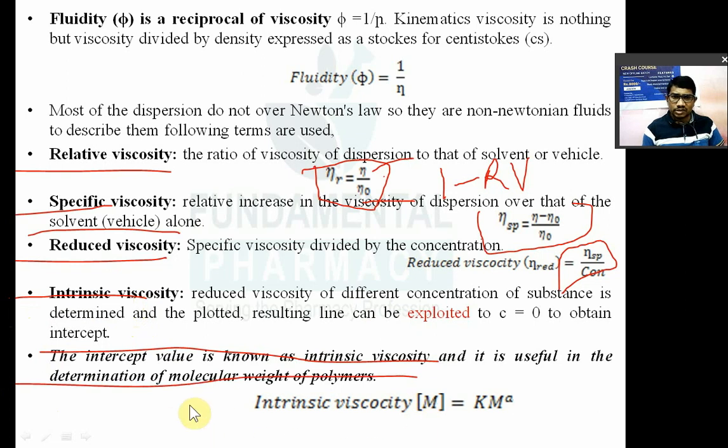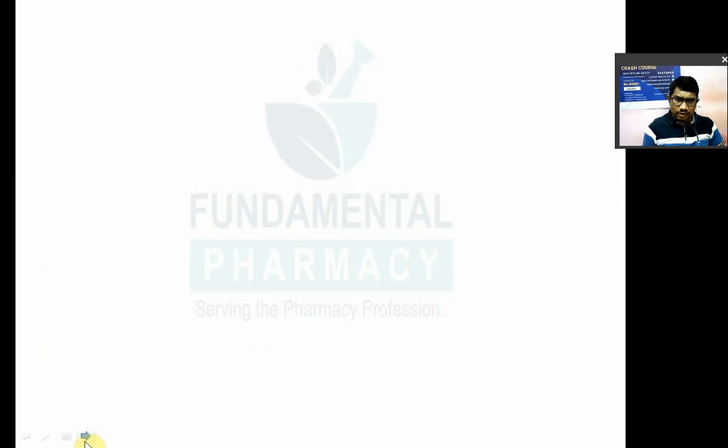The intrinsic viscosity is given by this term. This is not m here; intrinsic viscosity means eta equals K M to the power a, where M is the molecular weight. These terms I would again like to explain in the last slides. I have given this separately today as well.